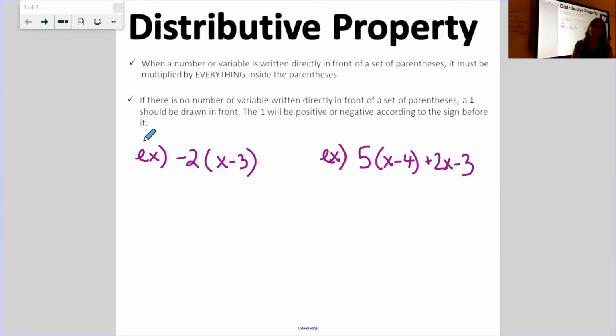Also, if there is no number or variable written out front, then there is a 1, or if it's a minus, it would be a -1. So we're going to apply all of these different features in the next examples.